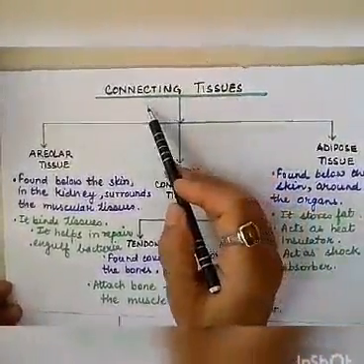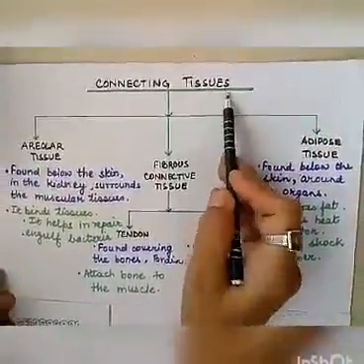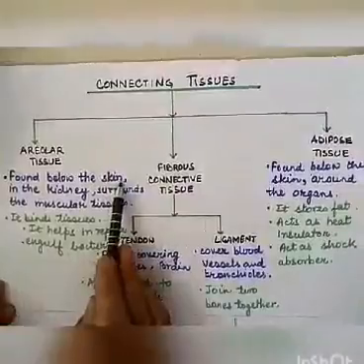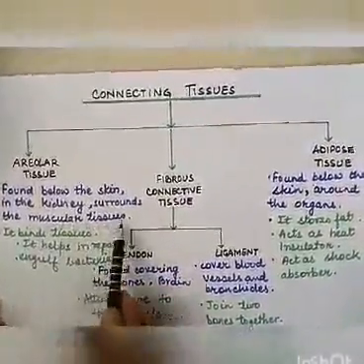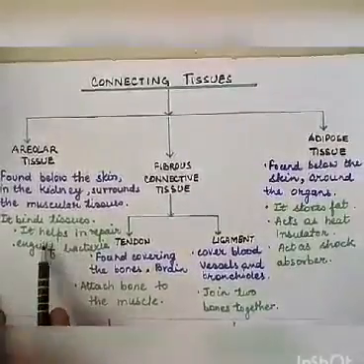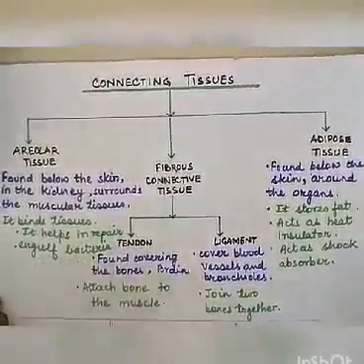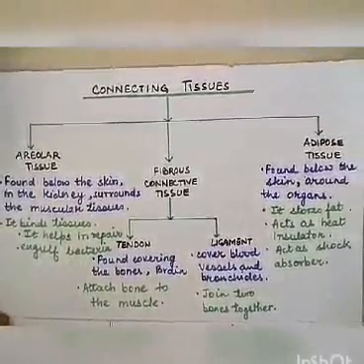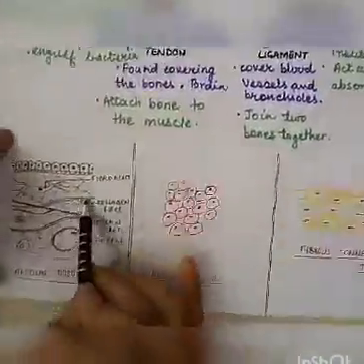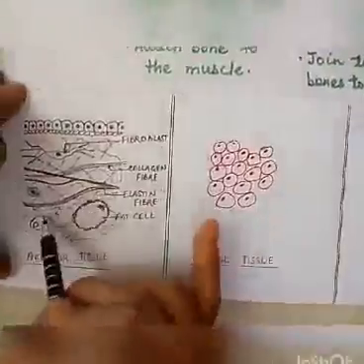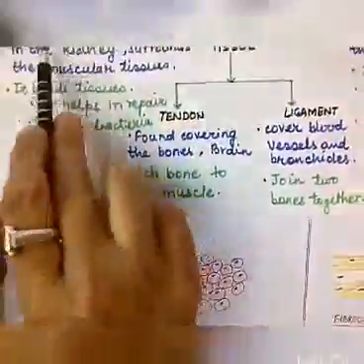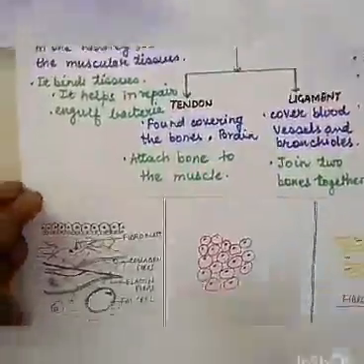Now coming to the connecting tissue. The first type of connective tissue is the connecting tissues. Three types of them. First, areolar tissue. It is found below the skin, in the kidney, and surrounding the muscular tissue. What is the function? It binds tissue. It helps in repair. This is the structure of the areolar tissue. You see, these are the fibers present. See, the fibers are present in the areolar connective tissue.